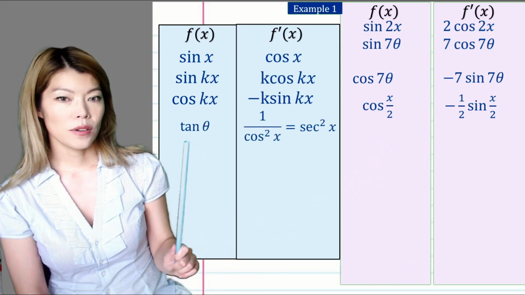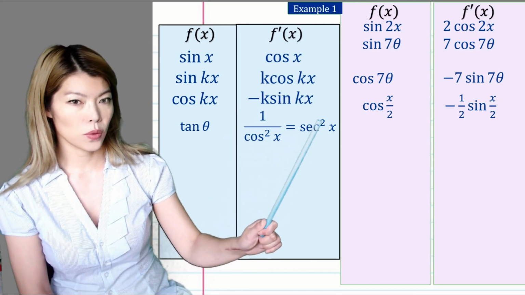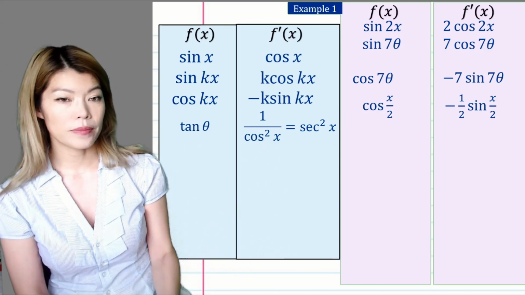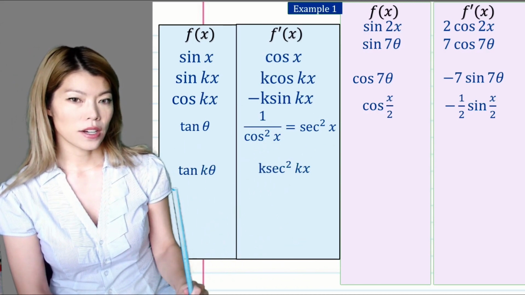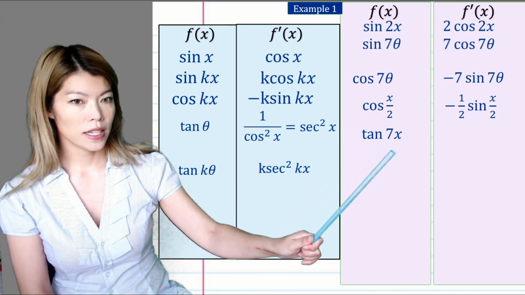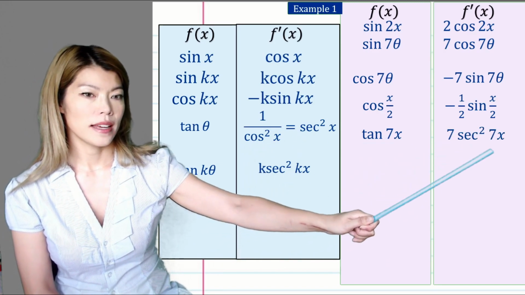What about tan theta? We said it's equal to this, 1 over cos squared x, or sec squared x, so these two are equivalent, and these two are the derivative of that. So if we had a constant, again we'll put it at the front, so the derivative of tan 7x will be 7 sec squared 7x.